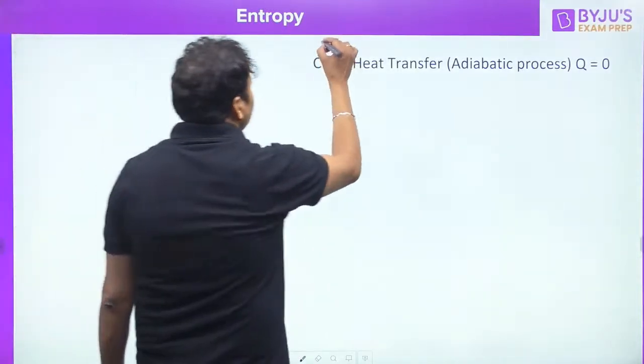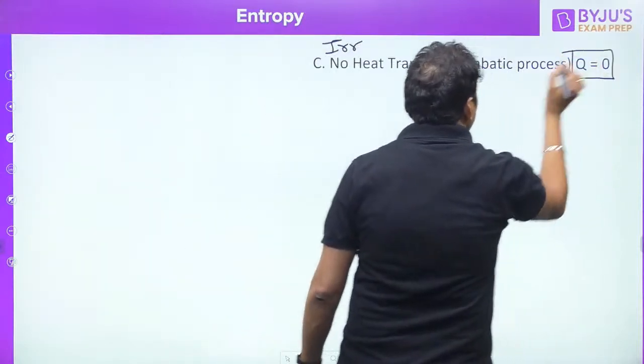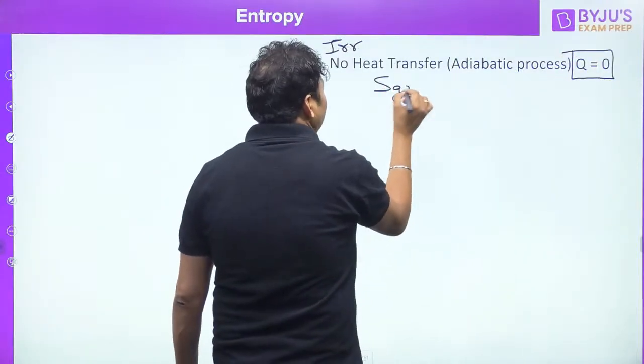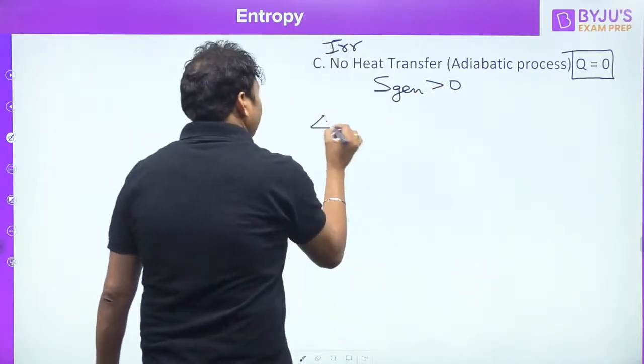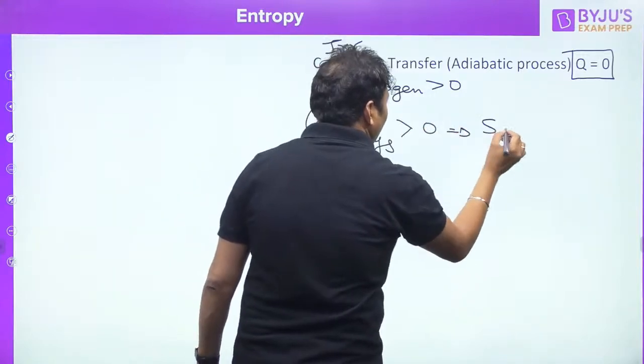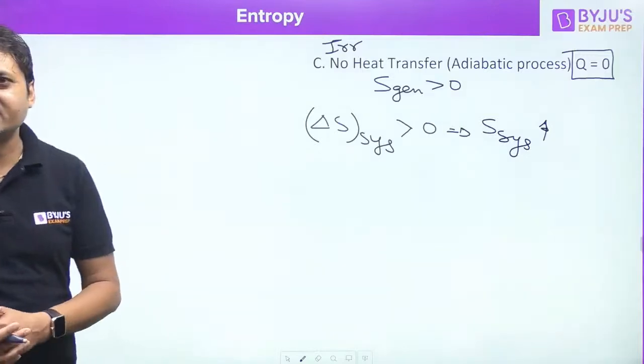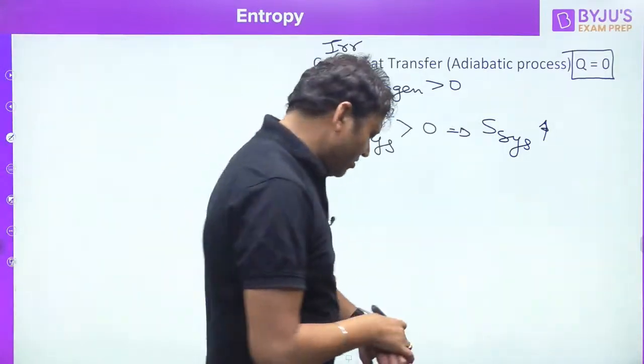And if the process is irreversible but there is no heat transfer, Q is equal to 0, but entropy generation is positive. So change in entropy for the system will also be positive. So entropy of the system increases. That is for irreversible processes.